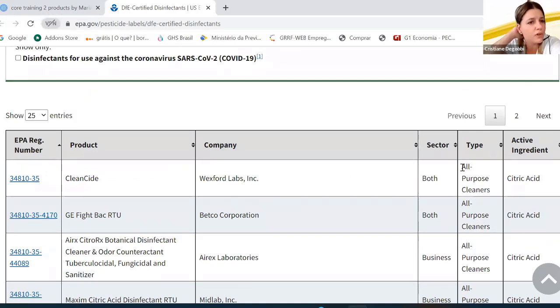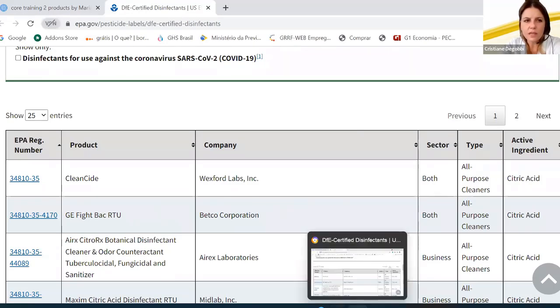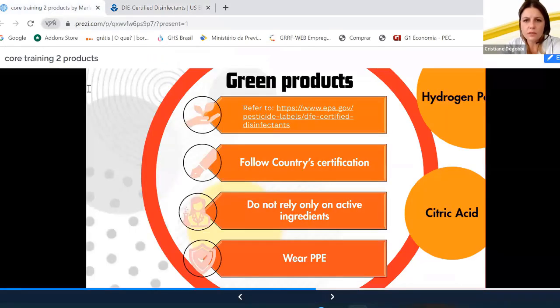Not all of them are going to be good for our purposes, but even if you cannot use them, you can start researching the active ingredient in your country, okay? And maybe you're going to find that this product is also going to be green in your country. Follow your country's certification always, okay? So maybe this is going to be certified by EPA, but you need another type of certification for a green product. I advise you to start researching this because that's the future, not only for this company, but for everyone, okay? So we need to go greener than you're used to.